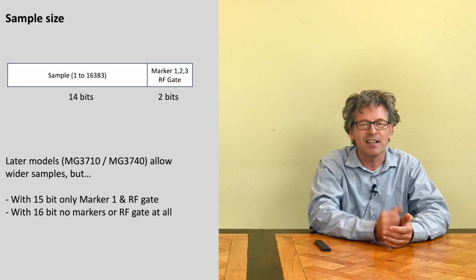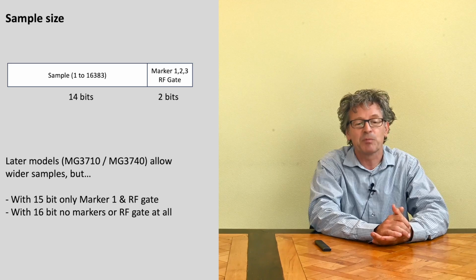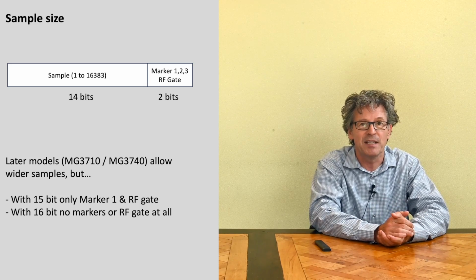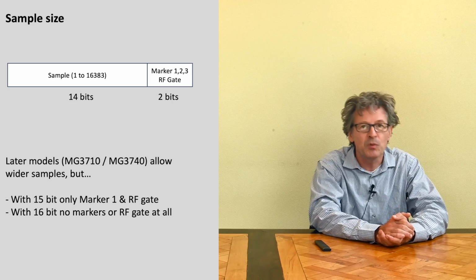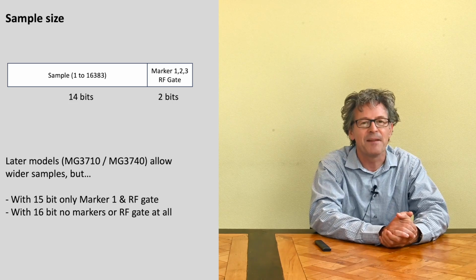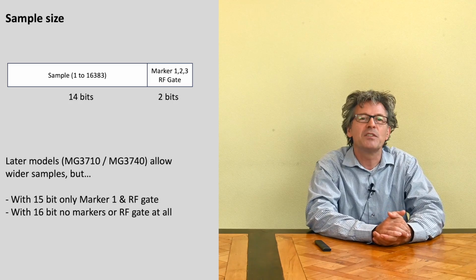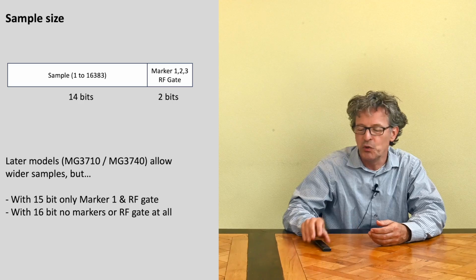But I really like this idea about these markers, and yeah, they take up space in memory, and that's the way they did it. Each word in the memory of 16 bits is 14 bits for the actual waveform data and 2 bits for the markers and the RF gate. Later I'll show you a little bit, if you create your own waveform files, how you can use those markers.